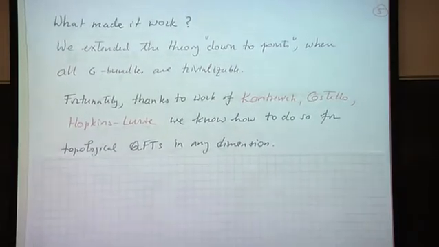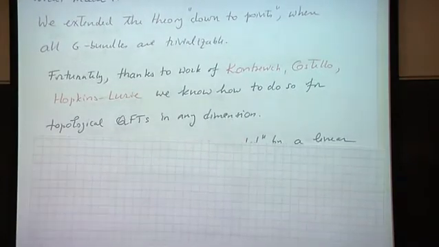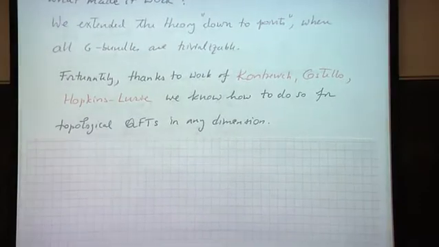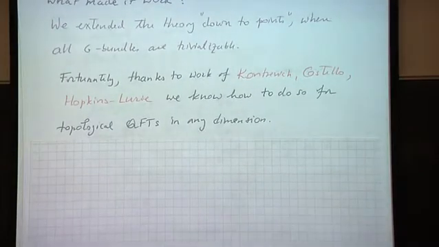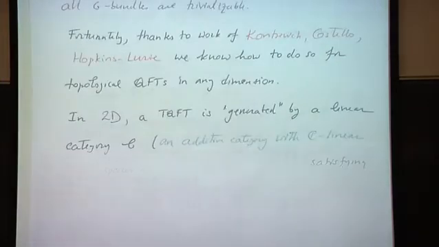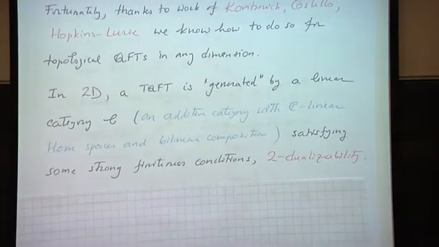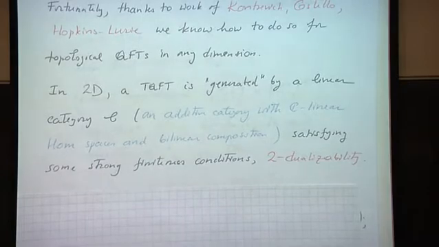We understand two dimensions especially well, but there is a great theorem in any dimension that tells you what it means to define a topological quantum field theory, not just for time slices, but for spacetimes with boundary and with corners as well, so for manifolds with corners. And the statement in 2 dimensions is that the TQFT is generated, I'll explain a little bit of that later, by a linear category C. That means an additive category with C-linear space of morphisms and bilinear composition.